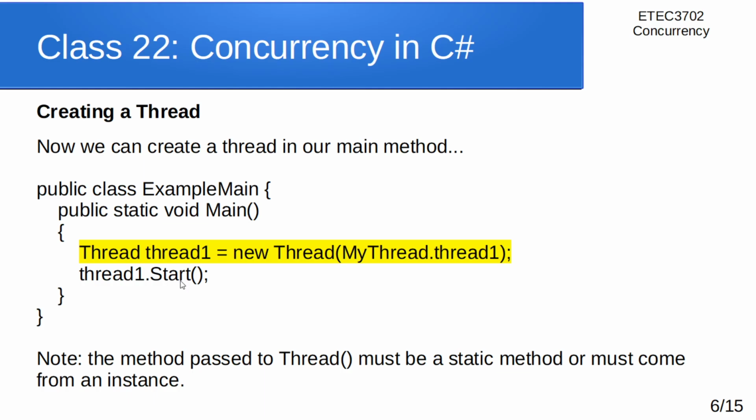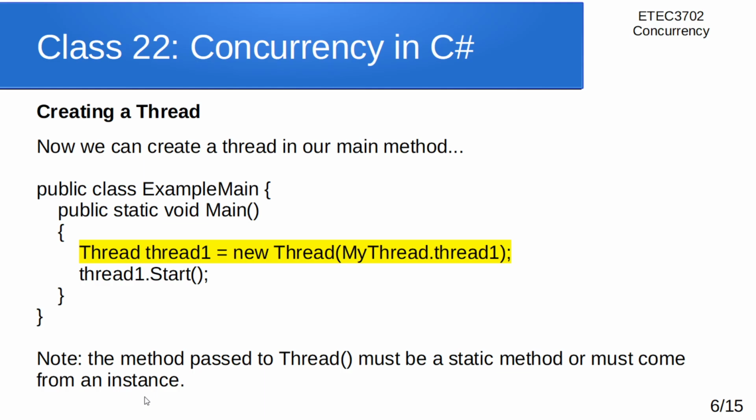Now, once that thread is created, we can start it by saying thread1.start. And thread1.start will actually change that thread to a state where it can be scheduled and can get CPU time and be executed. So one thing to note, just like I mentioned earlier, the method passed to the thread constructor right here has to be a static method of some class, or has to be a method that comes from an instance. In other words, that code has to live in memory. It can't just be in the blueprint of the class.